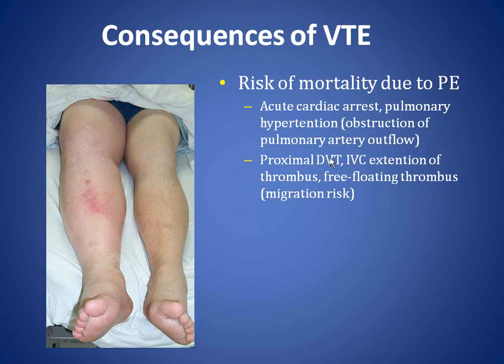What are the risks of this? A proximal DVT, something in the thigh or the iliac veins in the pelvis. If you have clot that goes into the IVC, or free-floating thrombus, typically in the iliac veins, there's a risk that this clot is going to break free and eventually get to the heart and to the lungs. So in these people, maybe you consider a filter before you do anything because of the risk of migration to the heart.